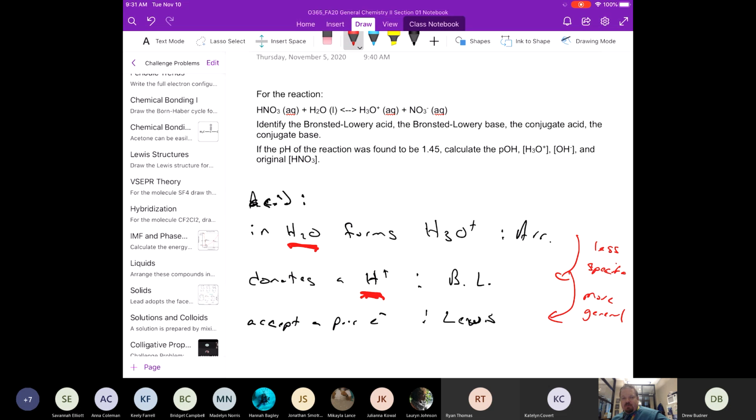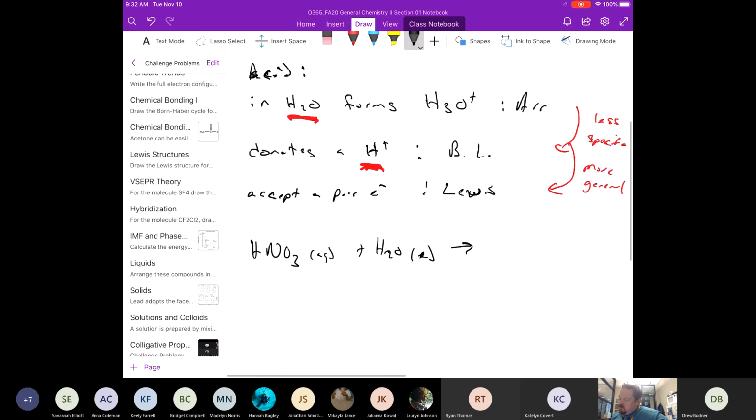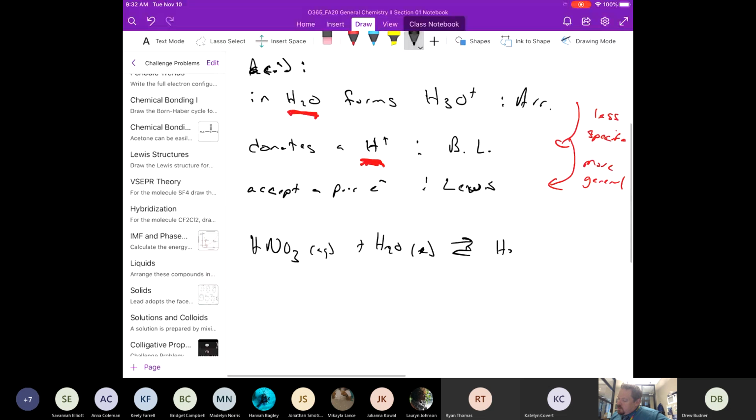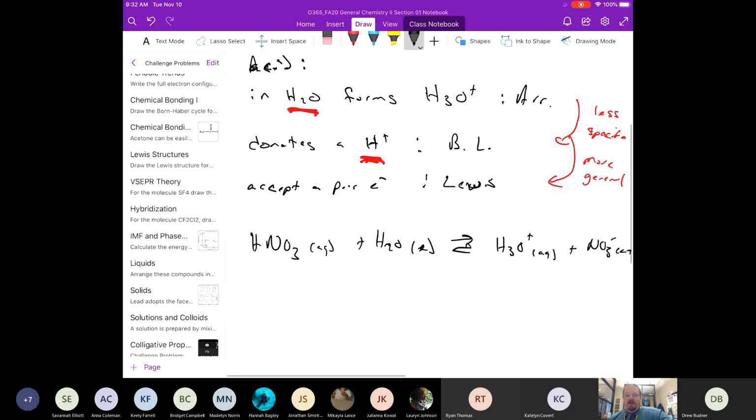So if we look at this reaction here, we want to identify the Bronsted-Lowry acid, the Bronsted-Lowry base, and the conjugates. So I'm going to rewrite this equation down here. We had HNO3 aqueous plus water, which is a liquid, forms H3O+, which is aqueous, and NO3-, which is aqueous, right?